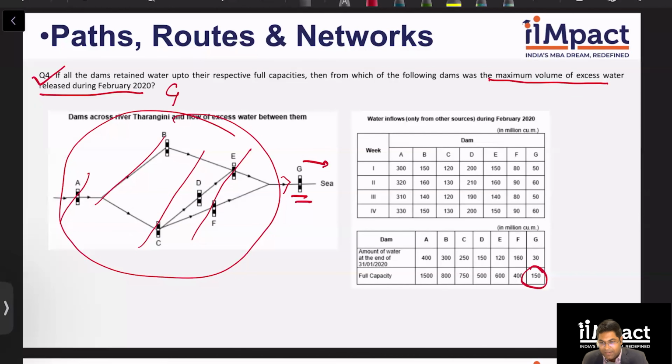And I think it's very smartly crafted, because if G's capacity was, let's say, 10,000 units, just hypothetically, then of course I would have had to go back to the network and understand where the maximum flow is happening. But that was not the intention of this question. It was to check your presence of mind and logical deduction. Okay?